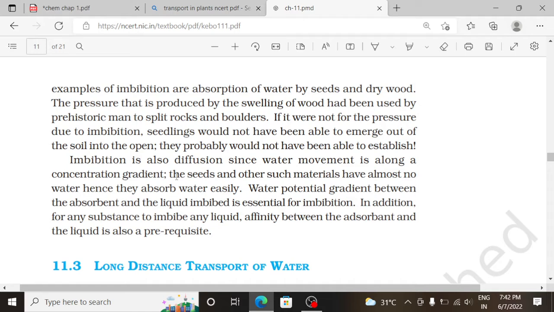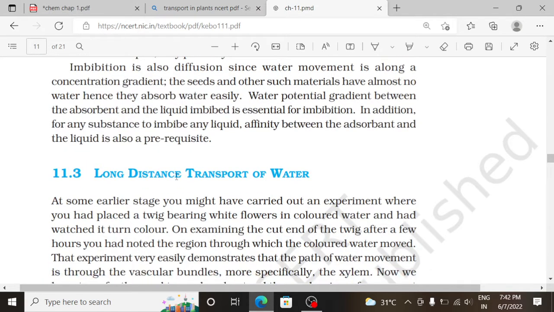Imbibition is also diffusion since water movement is along a concentration gradient. The seeds and other such materials have almost no water, hence they absorb water easily. Water potential gradient between the absorbent and the liquid imbibed is essential for imbibition. In addition, for any substance to imbibe any liquid, affinity between the absorbent and the liquid is also a prerequisite.